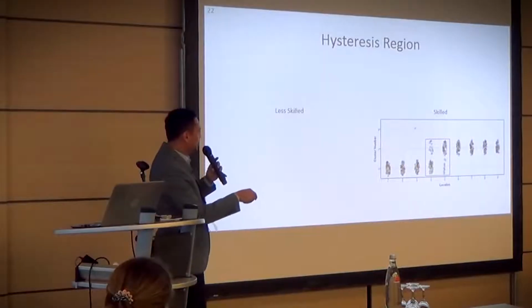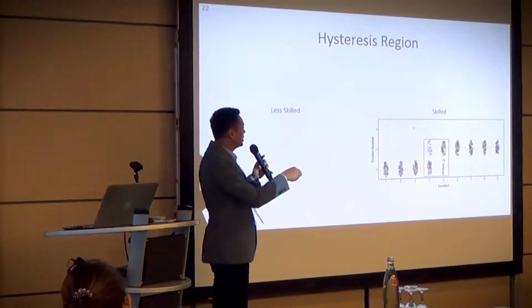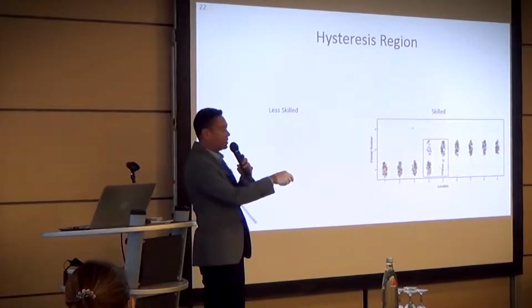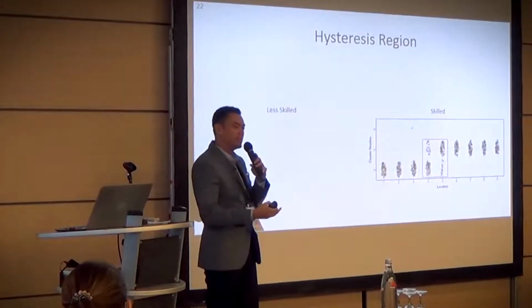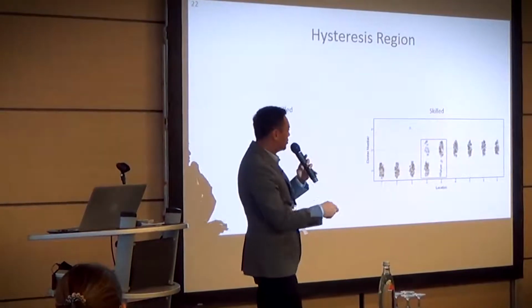Now the hysteresis region, let me go through quickly. Now for the skilled, this represents the movement pattern that they chose, 1, 2, and 3. So 3 is out because there's only 1. This is what we call a meta-stable state. There's no particular influence on this. It just came out of nowhere.